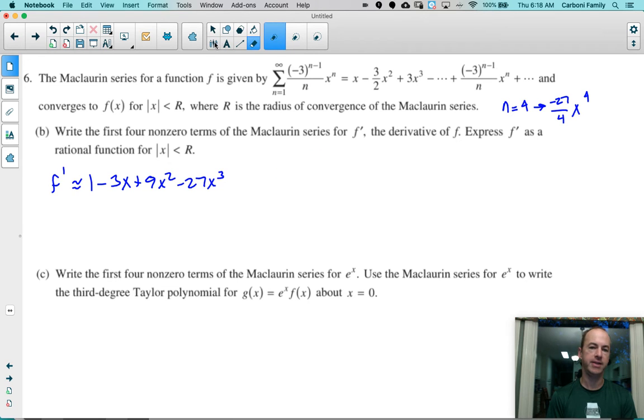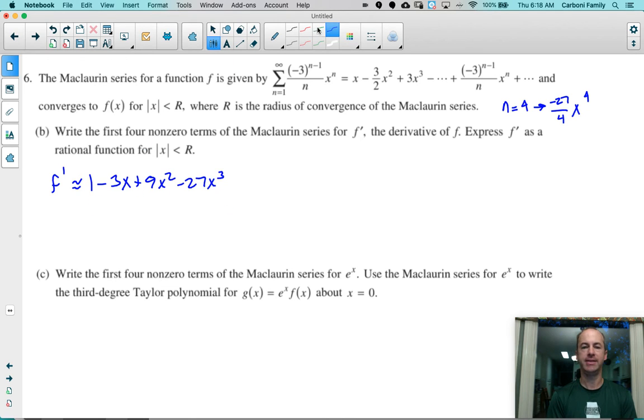And then it says express f prime as a rational function for x's within the radius of convergence. And so what we're looking for here is some kind of pattern, and the rational function, essentially it's kind of asking you to find the sum of this. So if it did go on forever, this would approach a rational function.